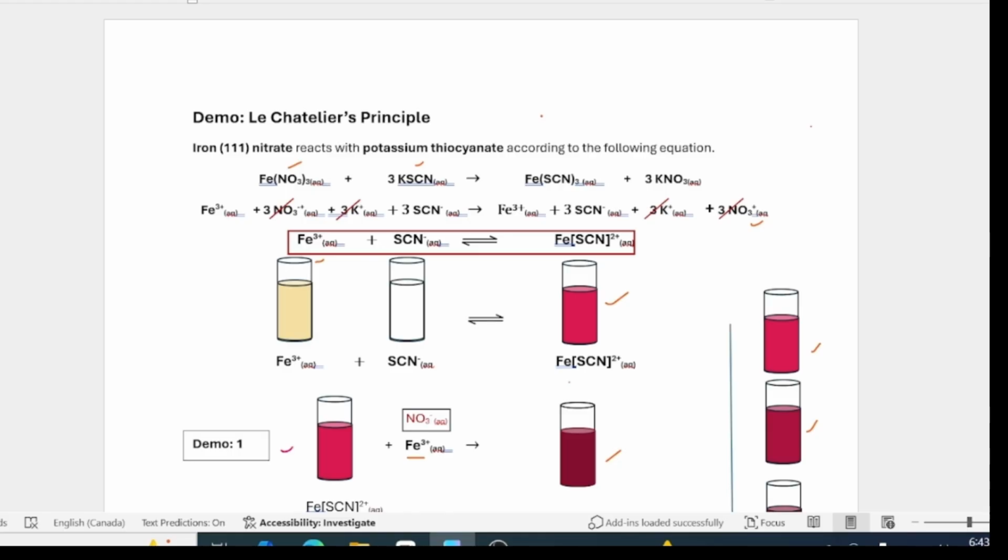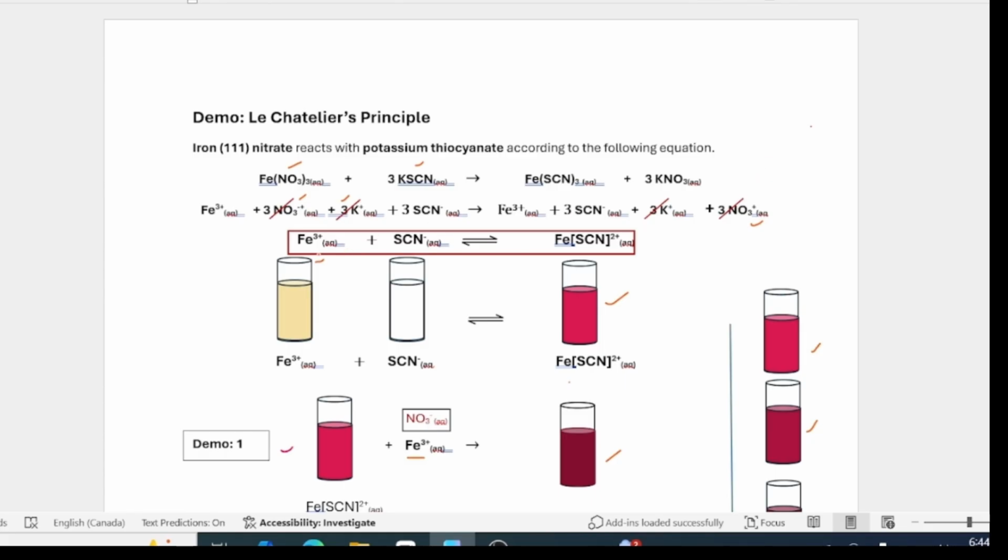The equilibrium mixture that was obtained in our demonstration was created by adding iron 3 nitrate solution to a solution of potassium thiocyanate. According to this ionic equation, the nitrate and potassium ions are not effective in any way in this reaction. As such, they're called spectator ions. Basically, this is how the equilibrium was established.